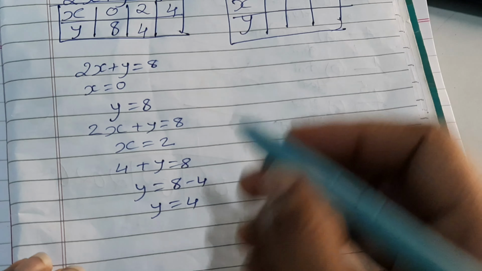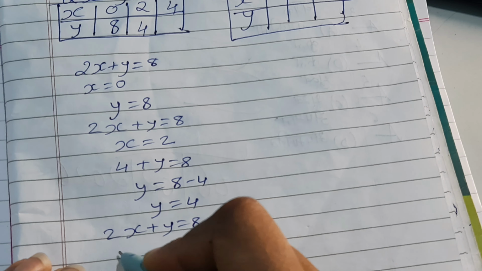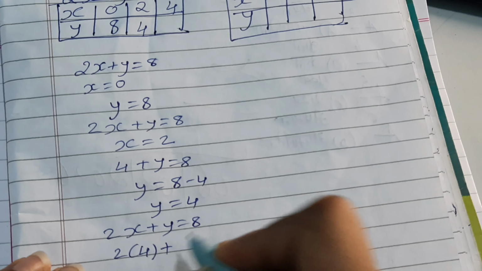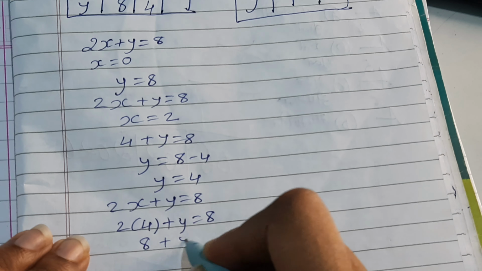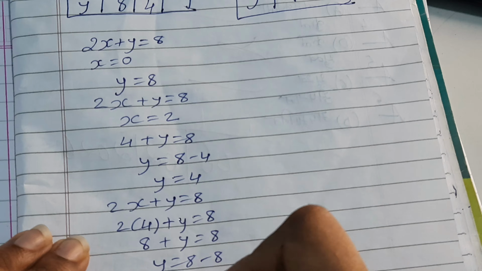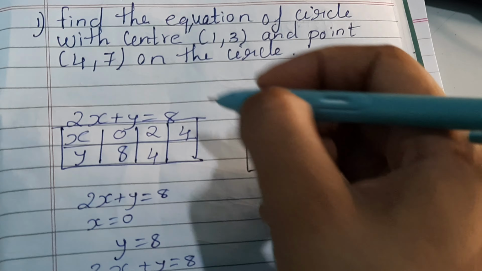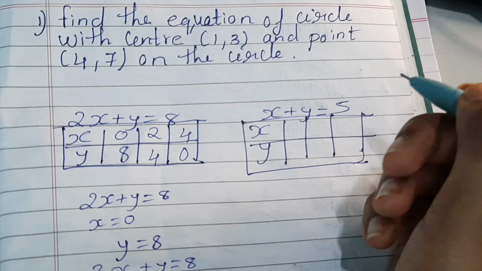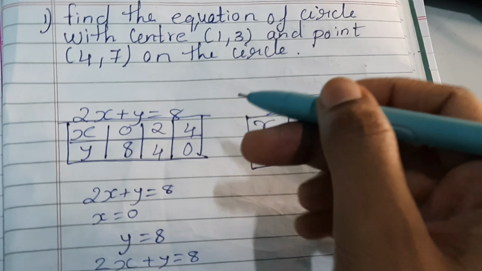Next I have to take 4. 2x plus y is equal to 8. So here 2 into 4 plus y is equal to 8. So 2 4s are 8 plus y is equal to 8. Y is equal to 8 minus 8. Y is equal to 0 you will get. So here you all can write down 0. So (0, 8), (2, 4), (4, 0) I got, right?